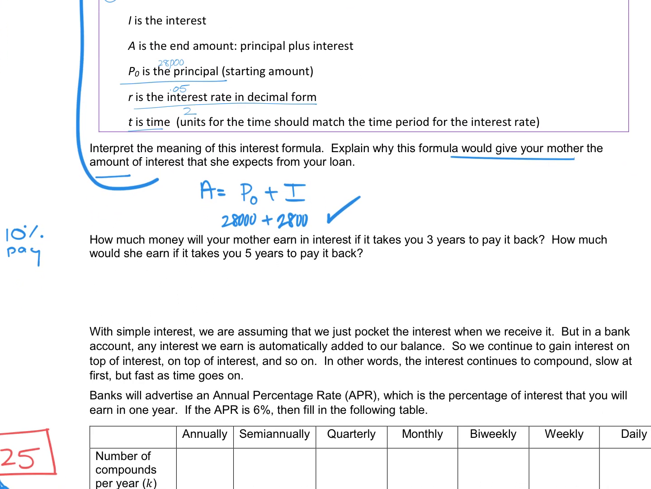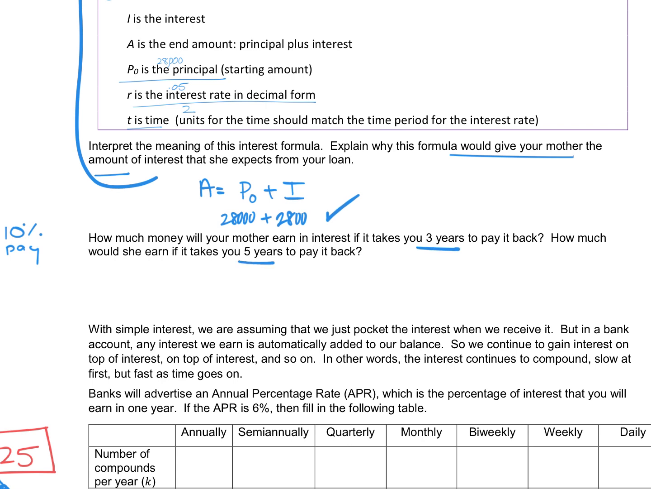Now, if we took longer to pay it back, it says 3 years and then 5 years. It wants to know about the interest. So let's use that formula exactly. It says P naught times RT. So our principal, that starting amount is 28,000. Our interest rate is 5%. So I'm taking 0.05. And we're talking about 3 years. So really it's just tripling that 1,400, which makes 4,200 in interest.